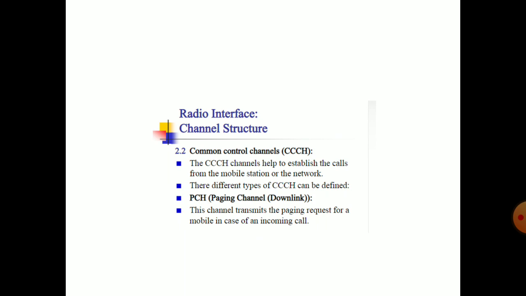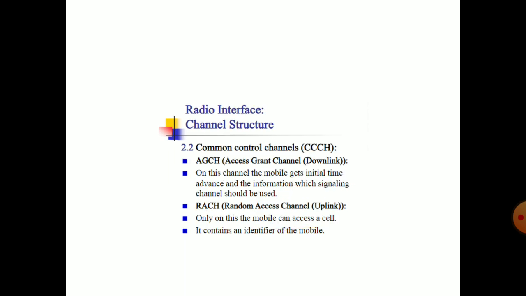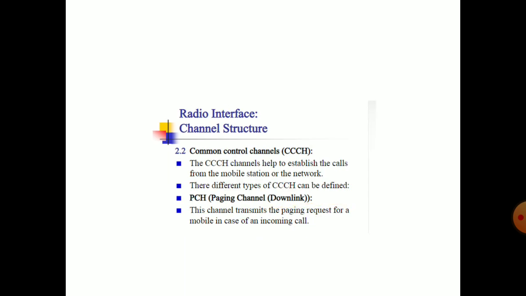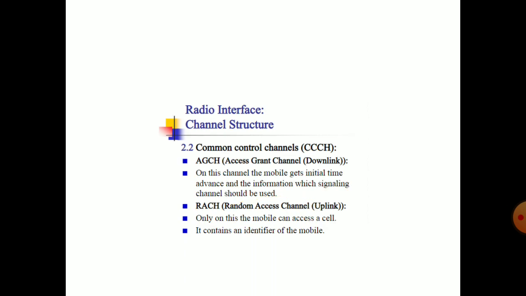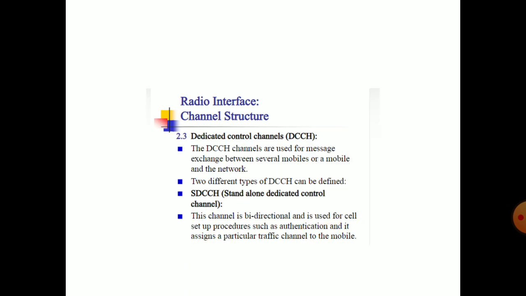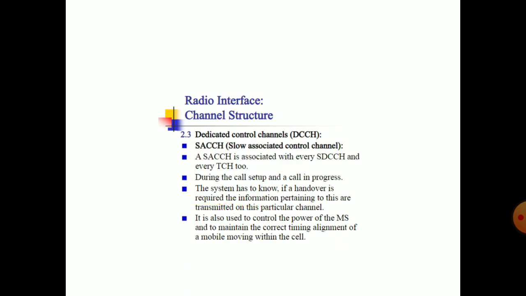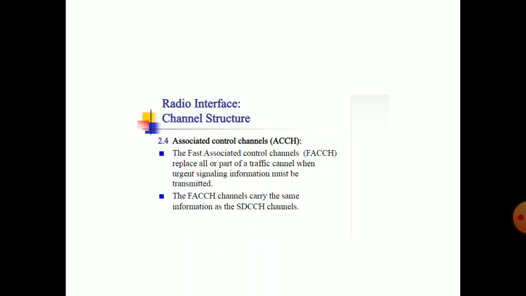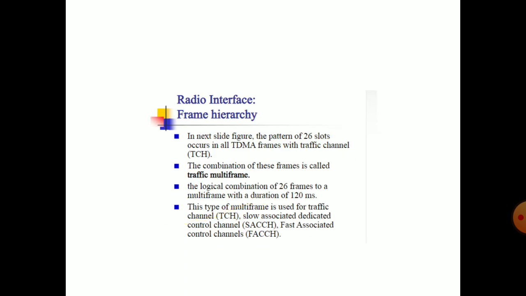And the common control channels are also there: the PCH, the paging channel on the downlink, the access grant channel, and the random access channel. And dedicated controls have two different types: the SDCCH, stand-alone dedicated control channel, and slow associated control channels, and associated controls are also there.